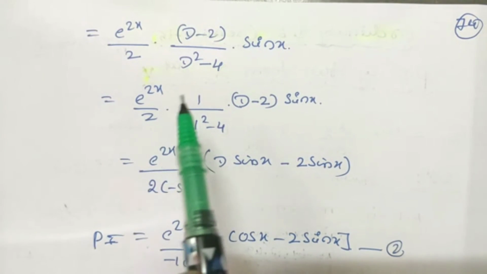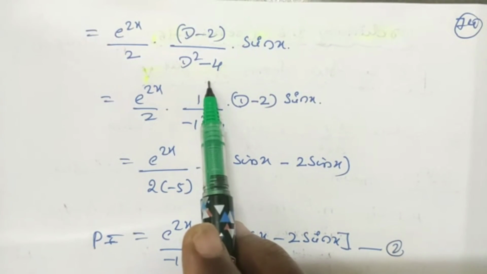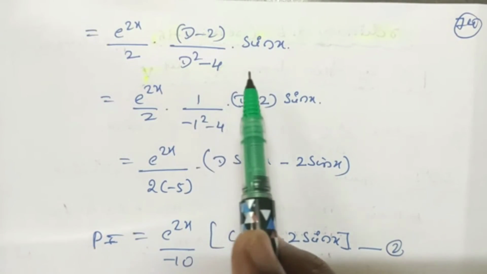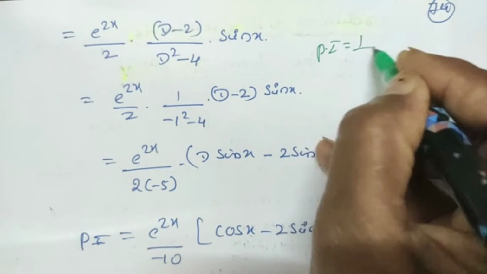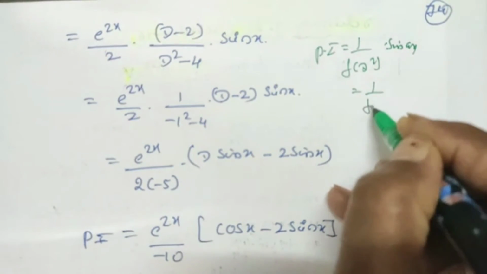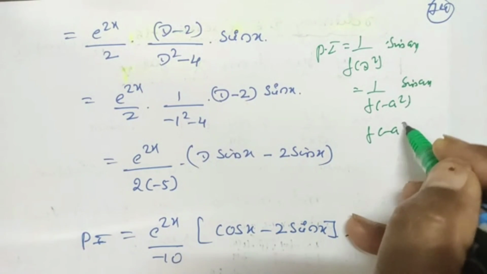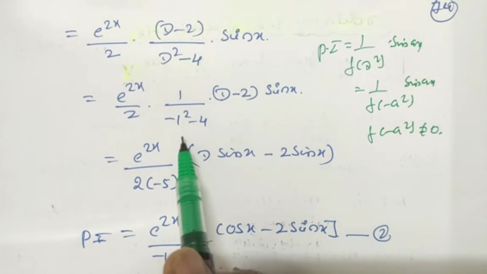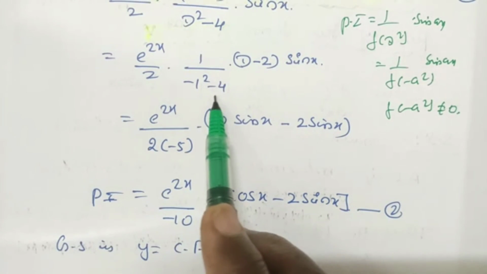So next it is e raised to 2x divided by 2, d minus 2 divided by d square minus 4, since it is a plus b into a minus b form, d plus 2 into d minus 2 is d square minus 4, sin x. Again here you have to replace d square by minus 1. We know the particular integral of 1 by f of d square of sin ax is equal to 1 divided by f of minus a square sin ax, if f of minus a square is not equal to 0. So here we replace d square by minus 1: minus 1 square minus 4, with d minus 2 as it is.